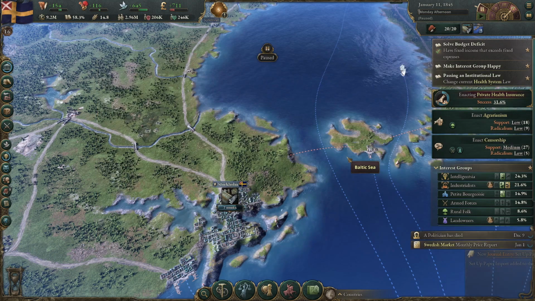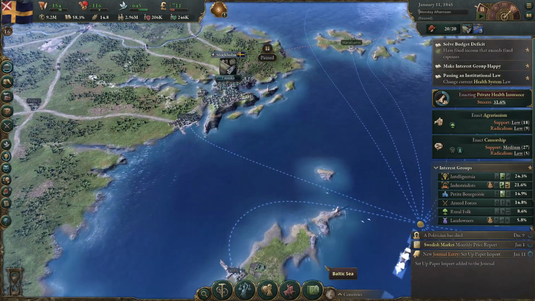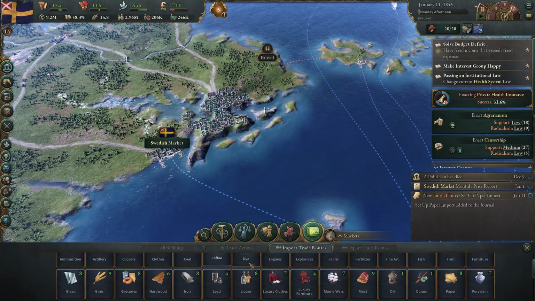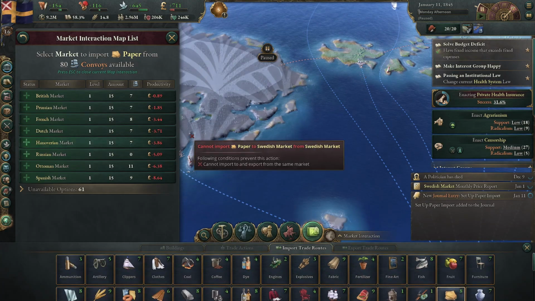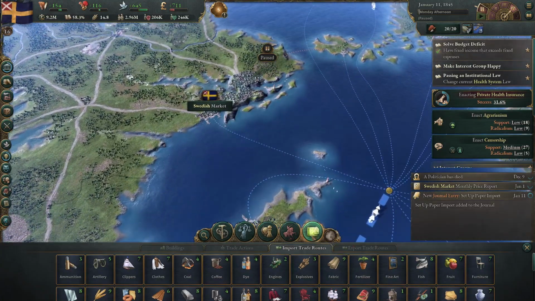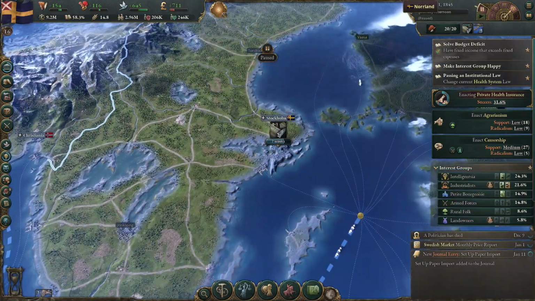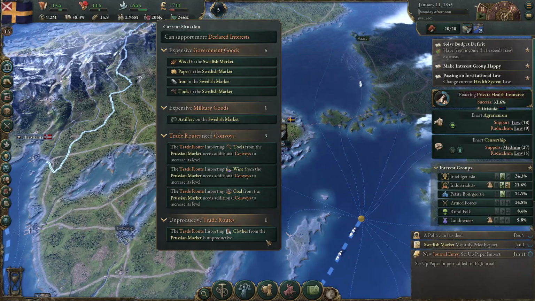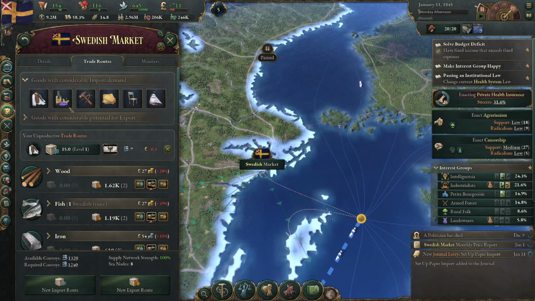Okay, I've got absolutely no idea what that's doing, but does that mean we're actually creating an import route for paper now? Yeah, but there's no profit in paper. Plus, we're getting more and more convoys. We need more convoys to address this issue here. We can close the unproductive trade route. Well, we'll get rid of that now.